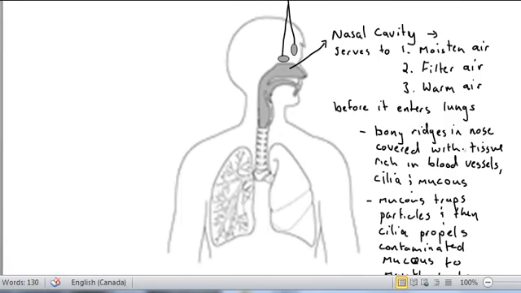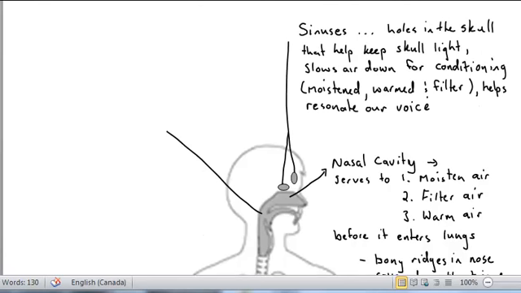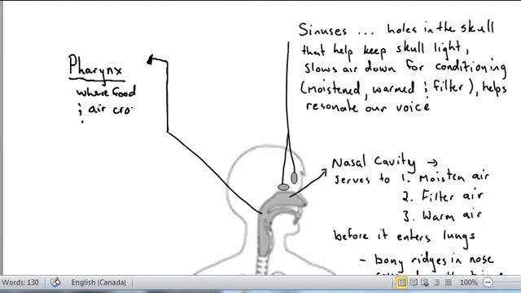Your nasal cavity progresses to the back of your throat. And the region at the back of the throat where your food and airways cross is called, you should remember this from the digestion unit, the pharynx, if you remembered correctly. So this is where food and air cross.